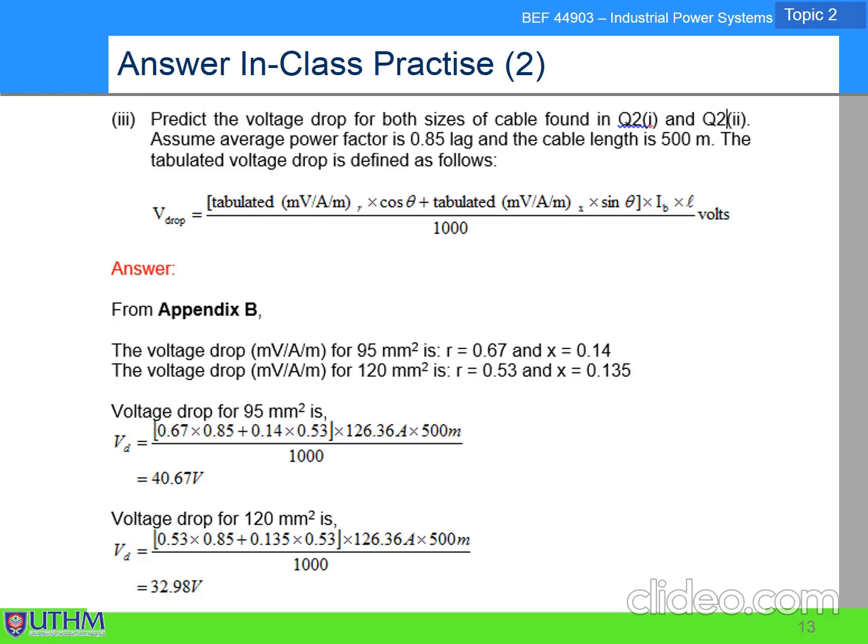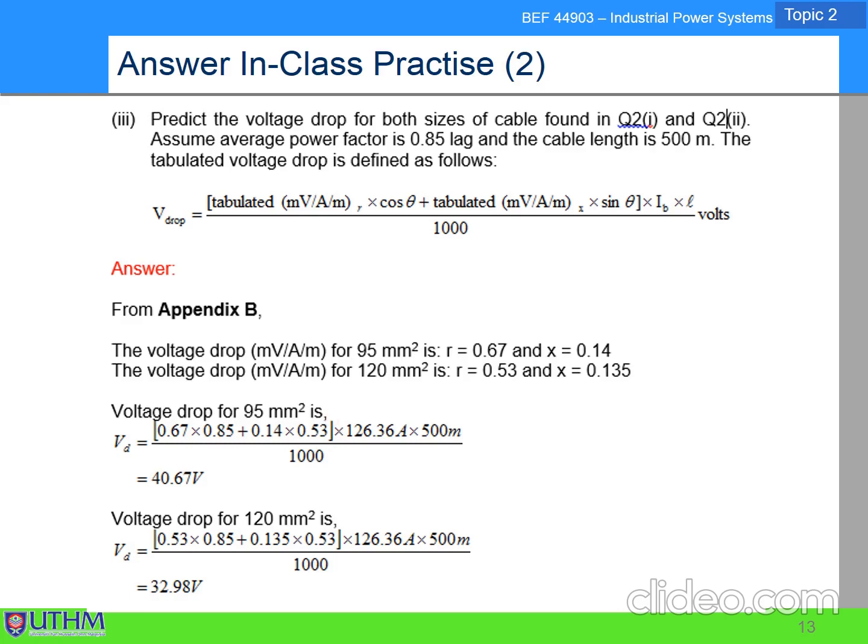We have two types of cable. The first one is 95 mm squared: the R is 0.67 and the X is 0.14. For 120 mm squared, the R is 0.53 and the X is 0.135. These values are referred from appendix B. Then after we get the values, we use them to calculate the voltage drop. First we calculate for 95 mm squared. We put in all the values for R and X. This one is the power factor and this one is the sin theta.